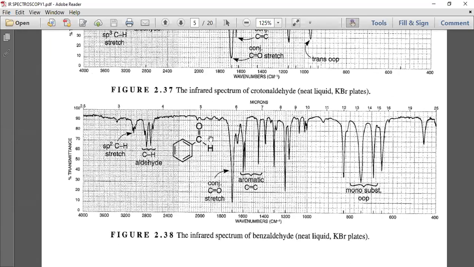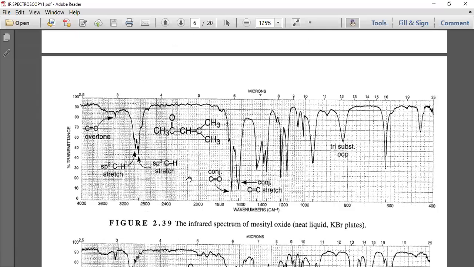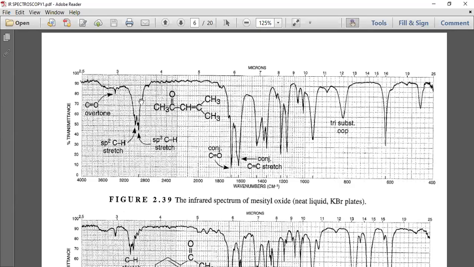Similarly, for benzaldehyde, monosubstitution, 2 peaks 690 and 750. Just ignore the other peaks. Aromatic 1400 to 1600. C double bond O because of conjugation will be less than 1700 or just near 1700. Then aromatic CH vibrations, aldehyde CH vibrations a doublet. In the ketone, we don't have that doublet. Aldehyde CH doublet will be missed here. Because of conjugation, yes, C double bond O stretching frequency will be less than 1700 centimeter inverse.